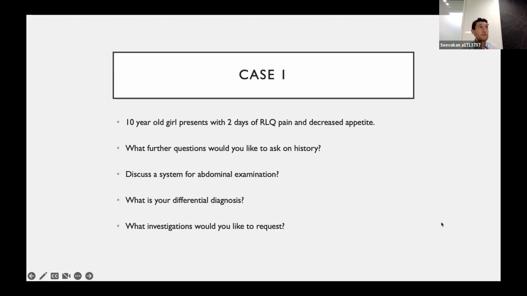So bloods, and we talked about a white cell count and a CRP. Any other investigations that anyone wants to do?